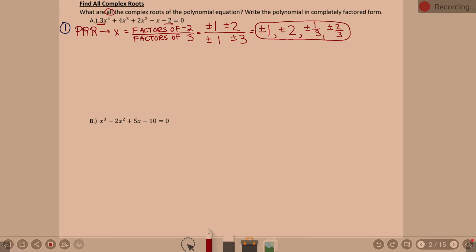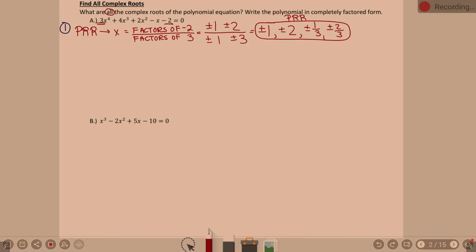And these are my PRRs, potential rational roots, or possible rational roots. Some of them are going to work, but not all of them are going to work. Okay? Okay with step 1. Okay. Step 2 is we have to figure out which ones work.